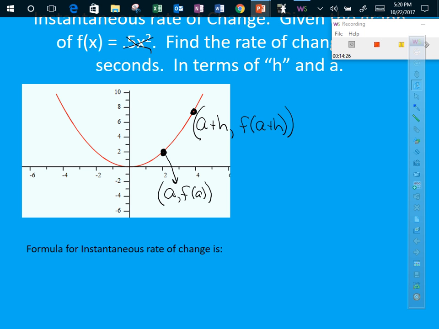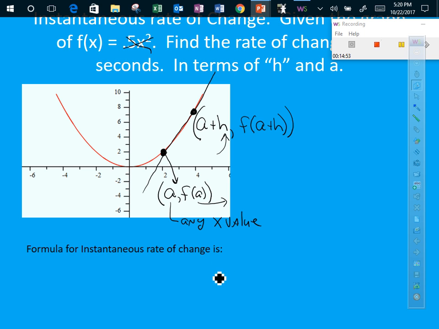So here's what I've done to you so far. A represents any x value, any x value you want to assign to it. F of a is a corresponding y value. Now, there's a distance between our x values. The h represents that. Now, we're going to find the slope of the secant line between those 2 points. So it's going to look like this for a second.